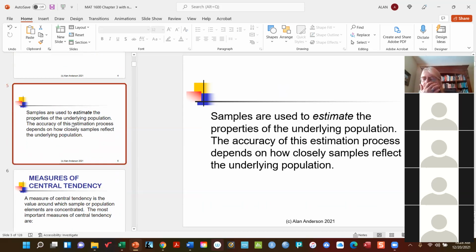So these samples are being used to estimate the properties of the underlying population. The accuracy of this process depends on how closely the samples reflect the population. So that's a key detail.